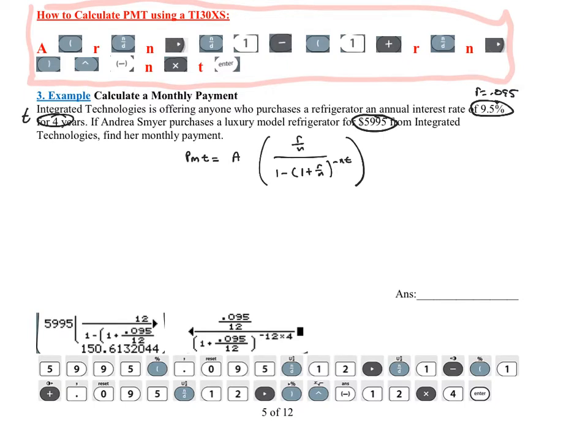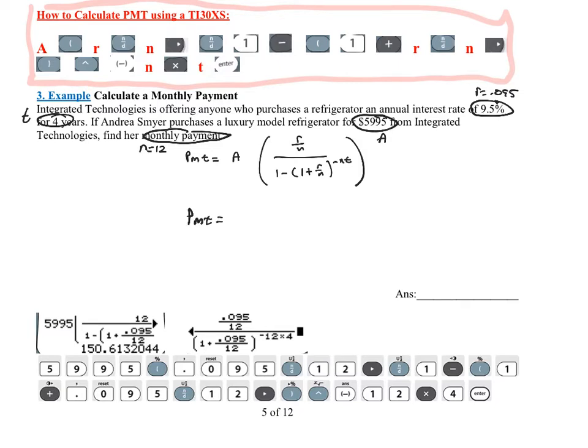$5,995. There was no down payment or anything, so that's going to be my loan amount right there, A. And then it's monthly payments. That tells me what my compounding period is, and it is going to be 12. I know my variables. I know my formula. Let's go ahead and plug it in.